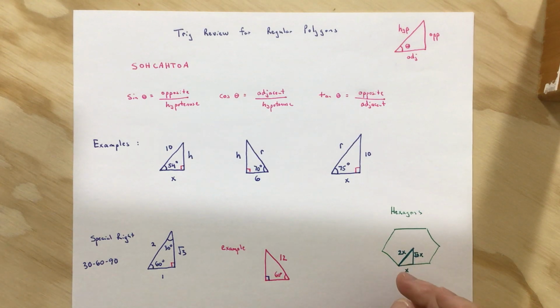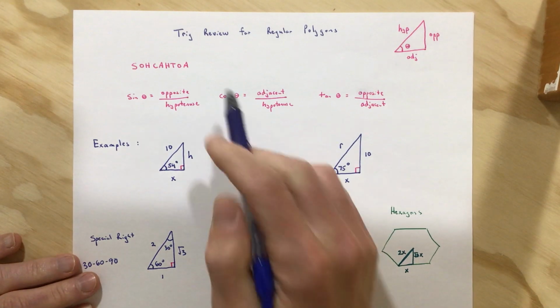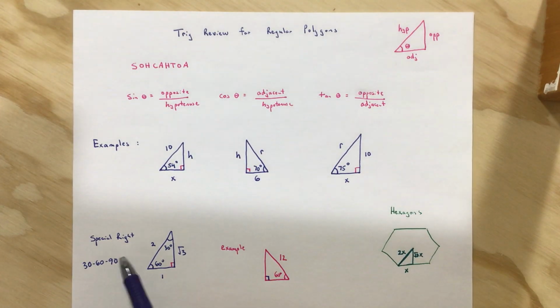Okay, this is going to be a pretty short video. I really just want to do a quick trig review that will help us with regular polygons, and then a little bit of a special right review that typically involves hexagons.